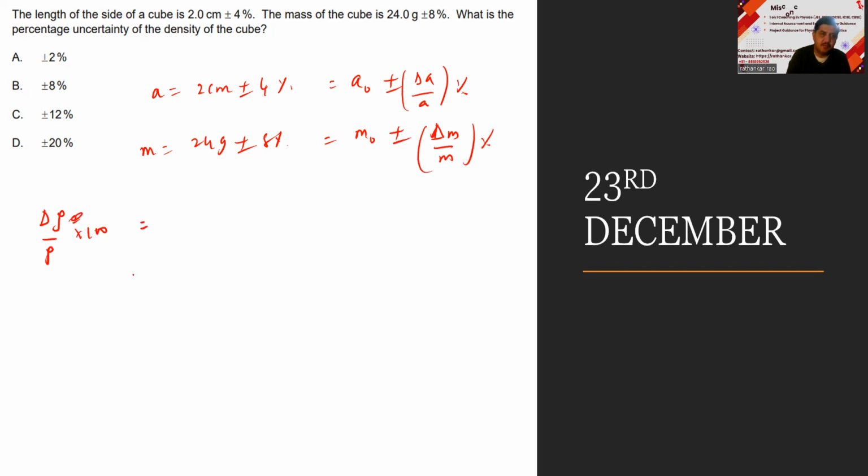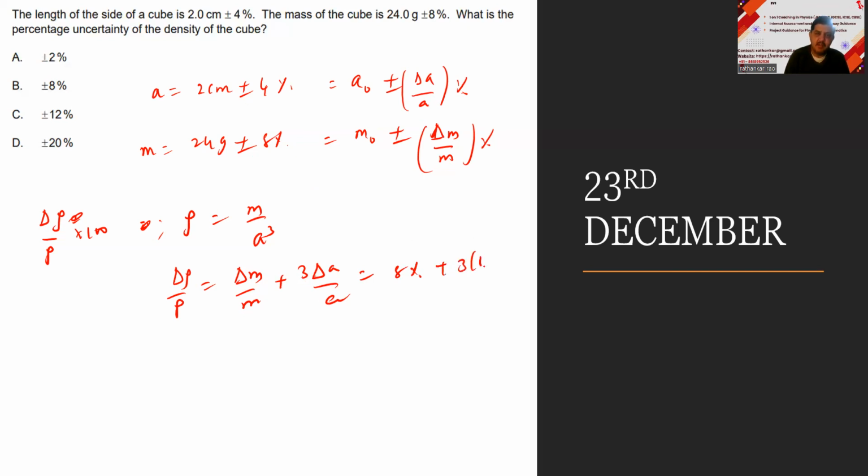So towards it, what is rho? First, we will take up the value of rho. Rho is nothing but mass by A cube. And thus delta rho by rho is equal to delta M by M plus 3 times delta A by A, which should now be equal to, what is delta M by M? Delta M by M is 8%, plus 3 times delta A by A. That is delta A by A, 4%, plus 3 into 4, which should be equal to 8 plus 12, which should be equal to 20%. So the answer is plus or minus 20%. Okay, so now let us solve the next problem.